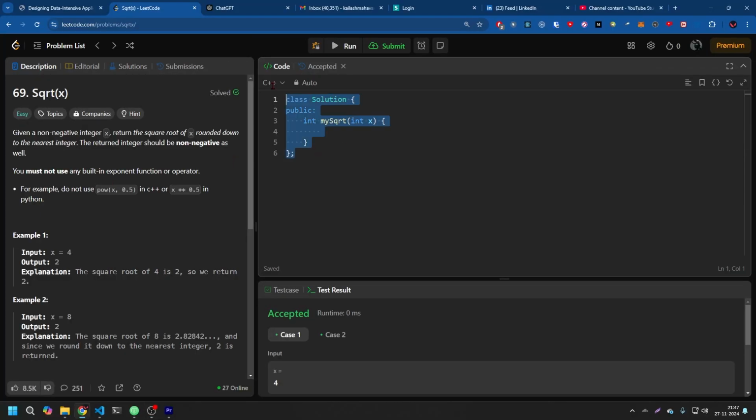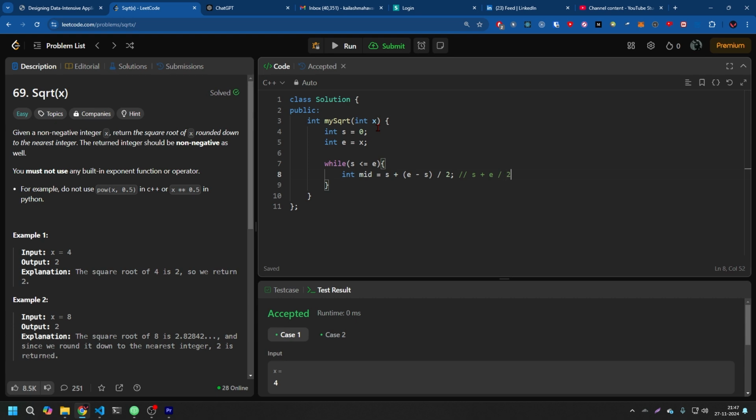Okay, let's just go to the coding part of it now. Say int s is equal to 0, int e is equal to x. And then we'll iterate while s is less than or equal to e. We'll do the mid calculation. Int mid is equal to s plus (e minus s) by 2. This is a safer way to calculate mid than doing s plus e by 2.